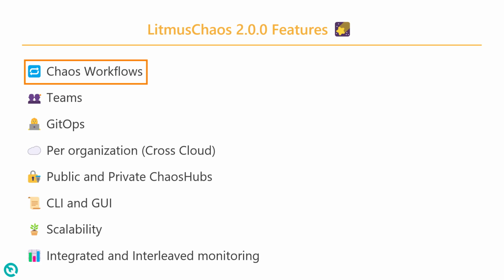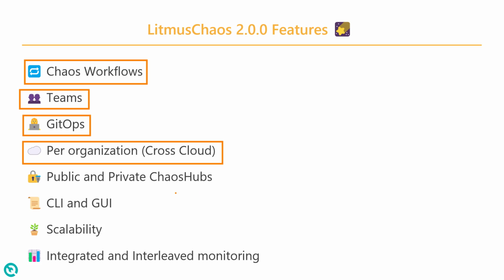They have also introduced the teams feature. If you want a matured way of handling your team, definitely check out the teams feature. Of course, it supports GitOps, and you can implement LitmusChaos per organization using the cross-cloud implementation. It also has a feature called Chaos Hubs. You can think of it like an app store, where you can copy experiments either from a public repository or from your private repository. It has more than 40 experiments, which we are going to see.